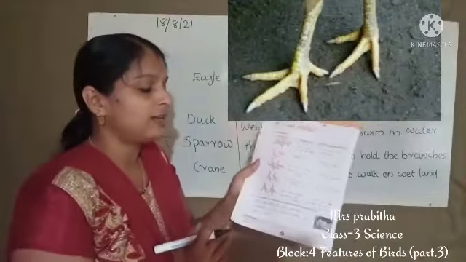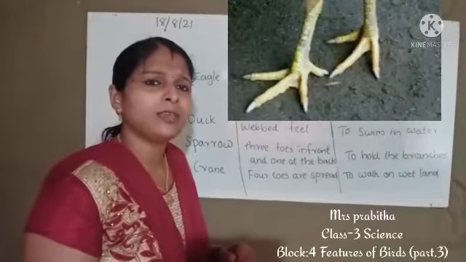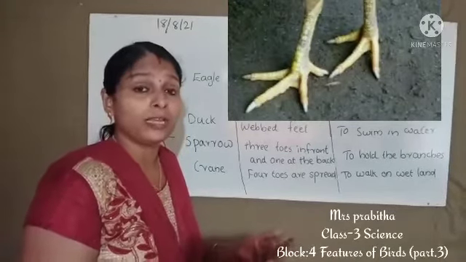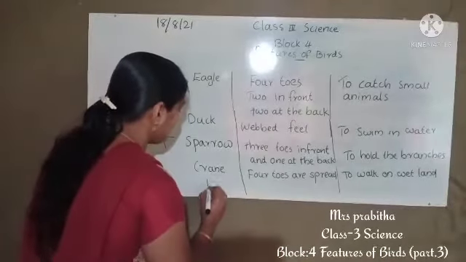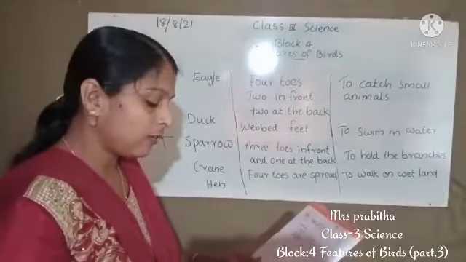3 toes are in front and 1 at the back. This kind of feet can be seen on the birds that we are taking care of at home. That means hen, cock, all can be seen with this kind of feet. Okay, so how is the feet of hen?